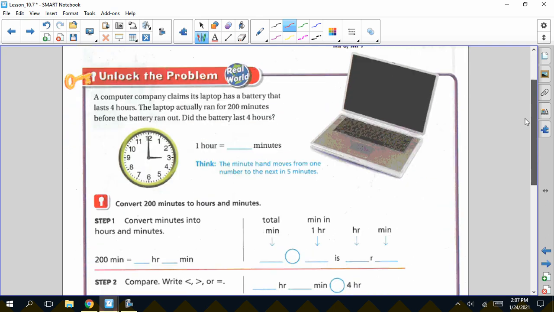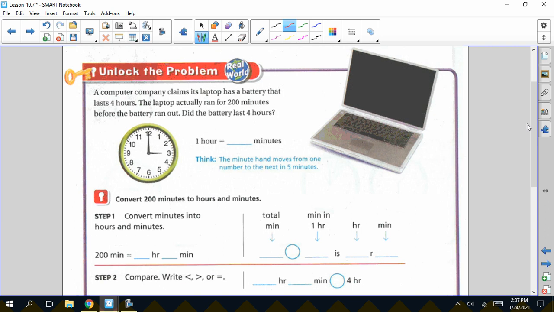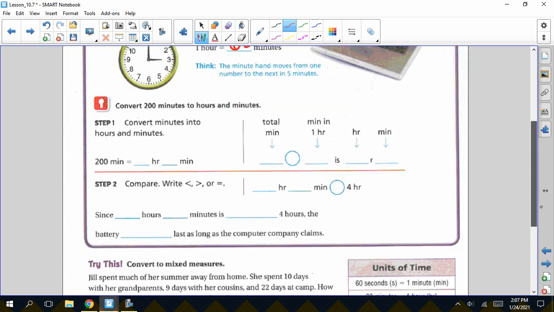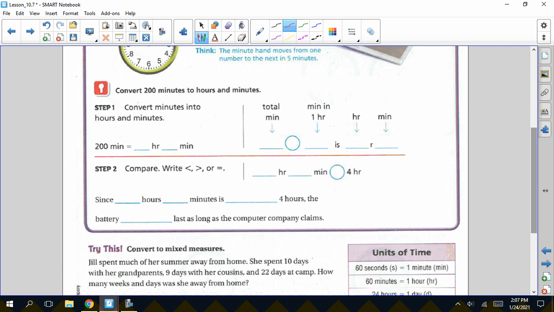The first example question says, a computer company claims its laptop has a battery that lasts 4 hours. The laptop actually ran for 200 minutes before the battery ran out. Did the battery last 4 hours? So first, we need to look at what we know: 1 hour equals 60 minutes. So we're going to convert our 200 minutes into hours and minutes.